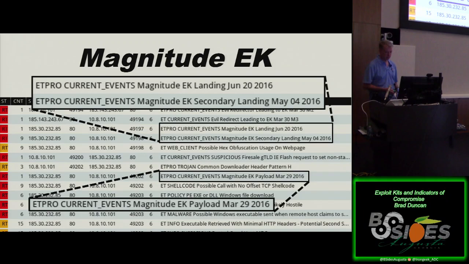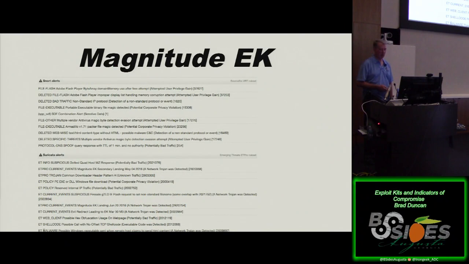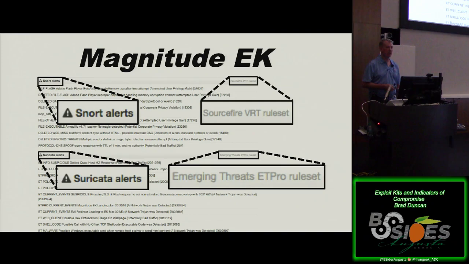You can also submit PCAPs of exploit kit traffic, whether you find them from my blog or some other blog. You can submit them to VirusTotal, and it will run through both Snort, using the Snort subscriber rule set, and Suricata, using the Emerging Threats Pro rule set. So if I were to check Magnitude, I would see both sets of alerts, Snort and Suricata, and you'll see Magnitude, I want to say, on both of them.